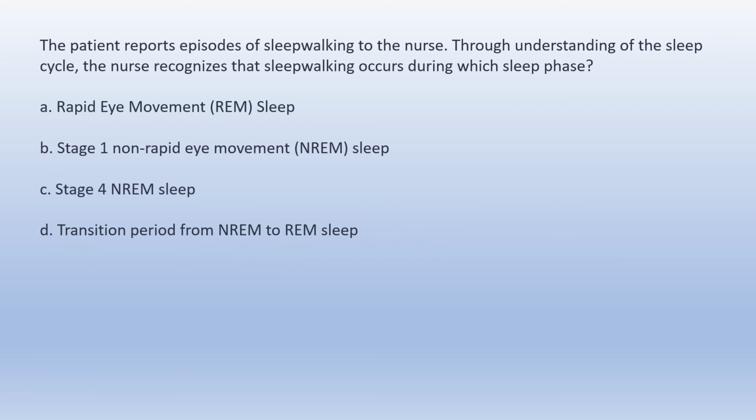The patient reports episodes of sleepwalking to the nurse. Through understanding of the sleep cycle, the nurse recognizes that sleepwalking occurs during which sleep phase? A. Rapid eye movement, REM sleep. B. Stage 1 non-rapid eye movement, NREM sleep. C. Stage 4 NREM sleep. D. Transition period from NREM to REM sleep.